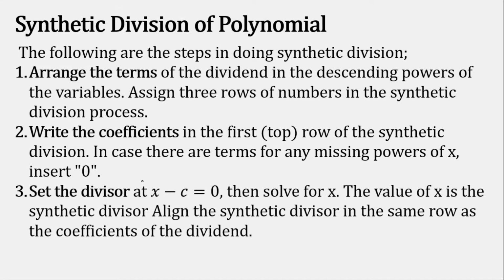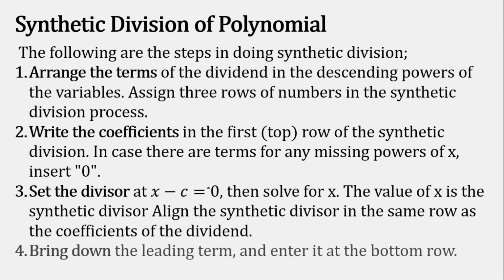Set the divisor x minus c equal to 0, then solve for x. The value of x is the synthetic divisor. Align the synthetic divisor at the same row as the coefficients of the dividend. Next is to bring down the leading term and enter it into the bottom row. Later you will know how that works.